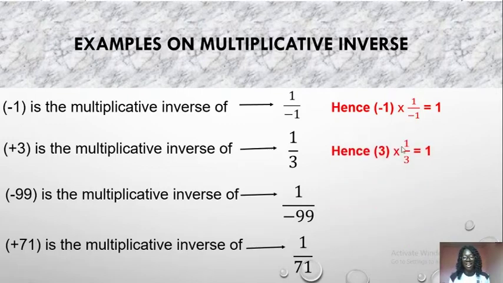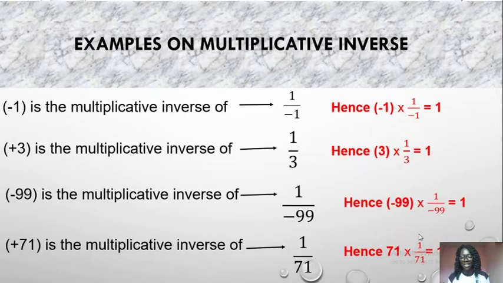So for this case, I have 3 multiplied by 1 divided by 3. So 3 times 1 is 3, and 3 divided by 3 will give me 1. That's all. And the third one, I have minus 99 multiplied by 1 divided by minus 99. So the minus 99 cancels the minus 99 at the denominator, and my result is 1. Okay, let's see the last one. 71 multiplied by 1 divided by 71. So 71 times 1 is 71, divided by 71, I have 1.